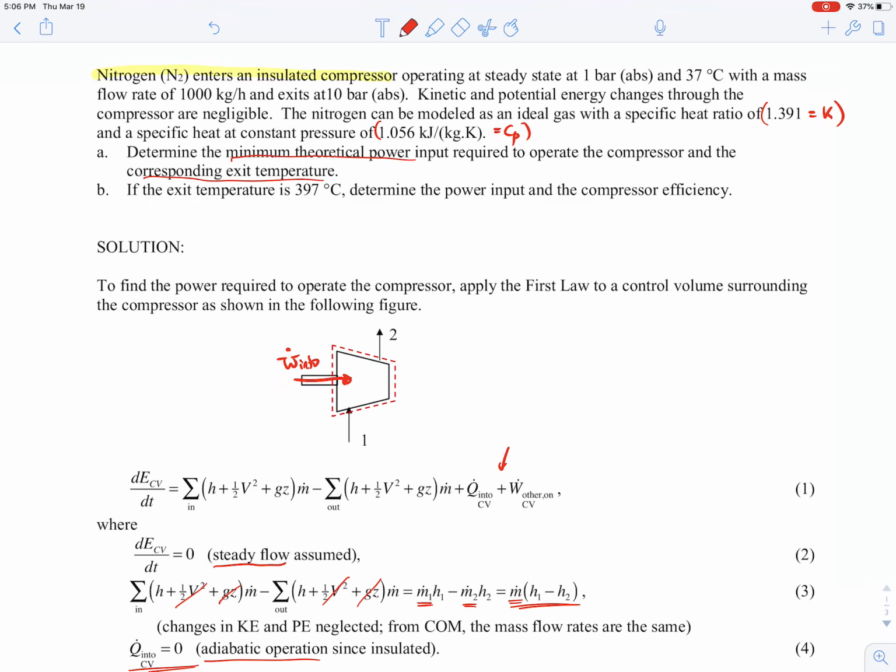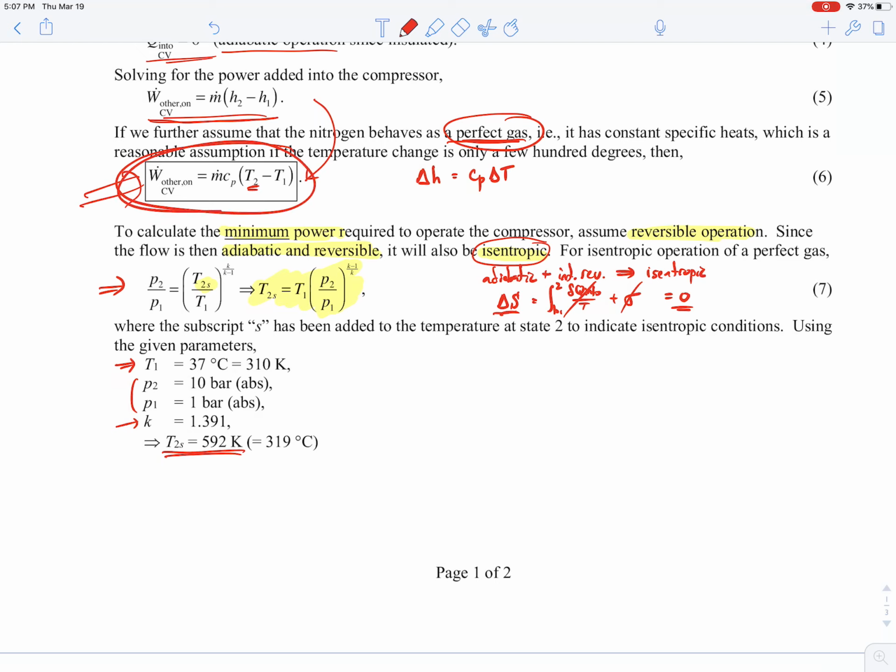Now for part B, we're told the exit temperature. Okay, so let's determine the power output if we're given that temperature of 397 degrees C. So this might be what you would have in practice. If you were operating this compressor, very likely you would be measuring the pressure and temperature at the inlet and the pressure and temperature at the outlet. So you would actually have the temperature at the outlet. So if you want to determine the power output for that case, all we need to do is go back to equation 6 here and then plug in the actual temperature, T2.